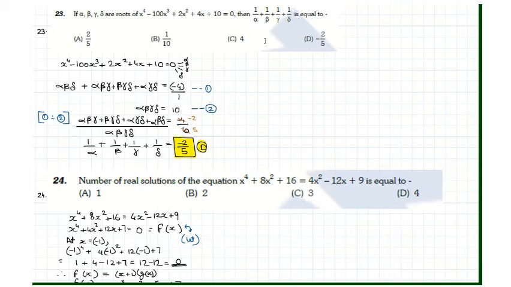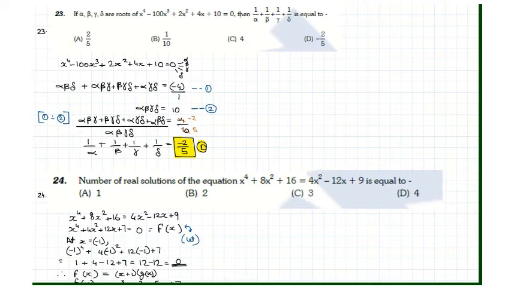If alpha, beta, gamma and delta are roots of a given equation, then 1 by alpha, 1 by beta, 1 by gamma and 1 by delta would be the roots of the equation where the coefficients are swapped. So this equation would be converted to 10x power 4, 4x cube, 2x square minus 100x plus 1 equal to 0.